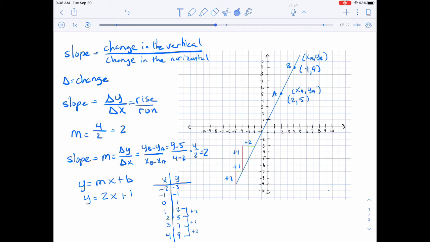And on the left here, our change in x would be an increase of 1. From 2 to 3, an increase of 1. From 3 to 4, an increase of 1. So our change in y was equivalent to 2, and our change in x is equivalent to 1. So once again, that confirms that our slope is equivalent to change in y over change in x, which is equal to 2 over 1, or simplified as 2.